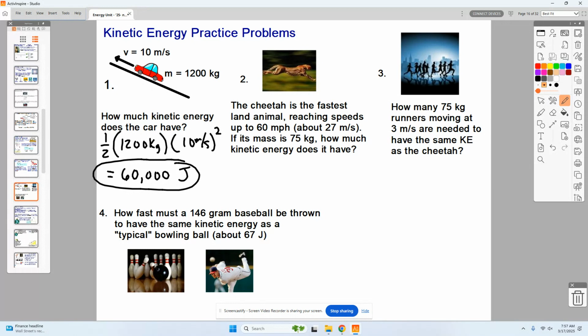60,000. Now, cheetah, fastest land animal, can reach speeds of about 60 miles per hour. It's 27 meters per second. Its mass is 75 kilograms. How much KE does it have? Try that calculation. Just make sure you can do it. Again, it's going to be a smaller mass, but traveling faster. So both of those factors come into play. Do a quick calculation there for me.